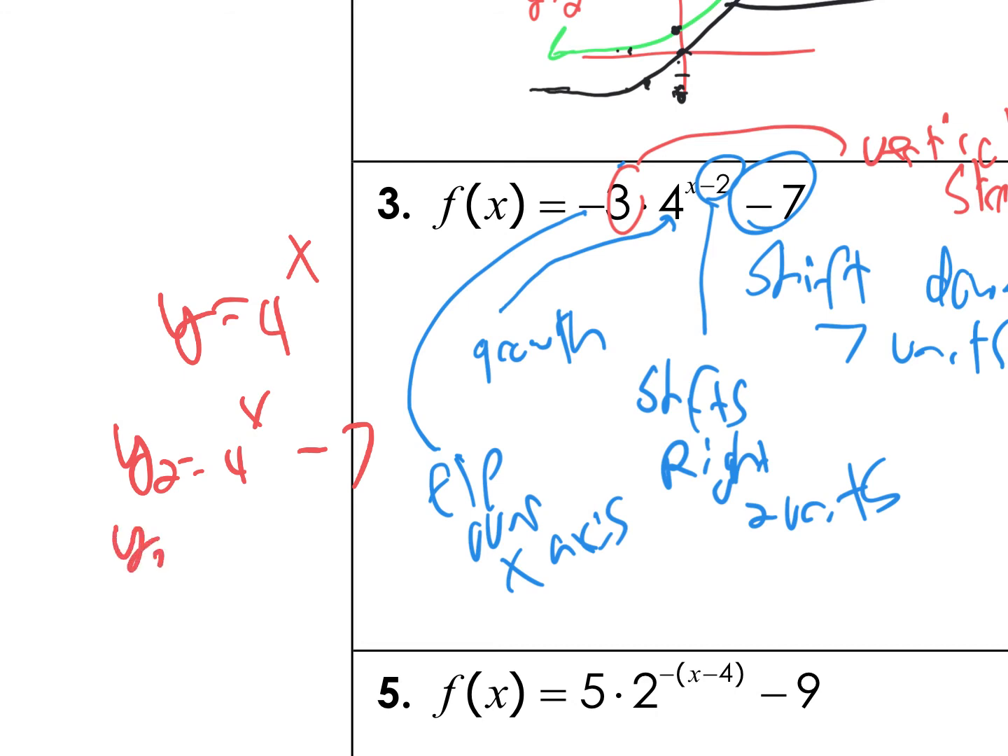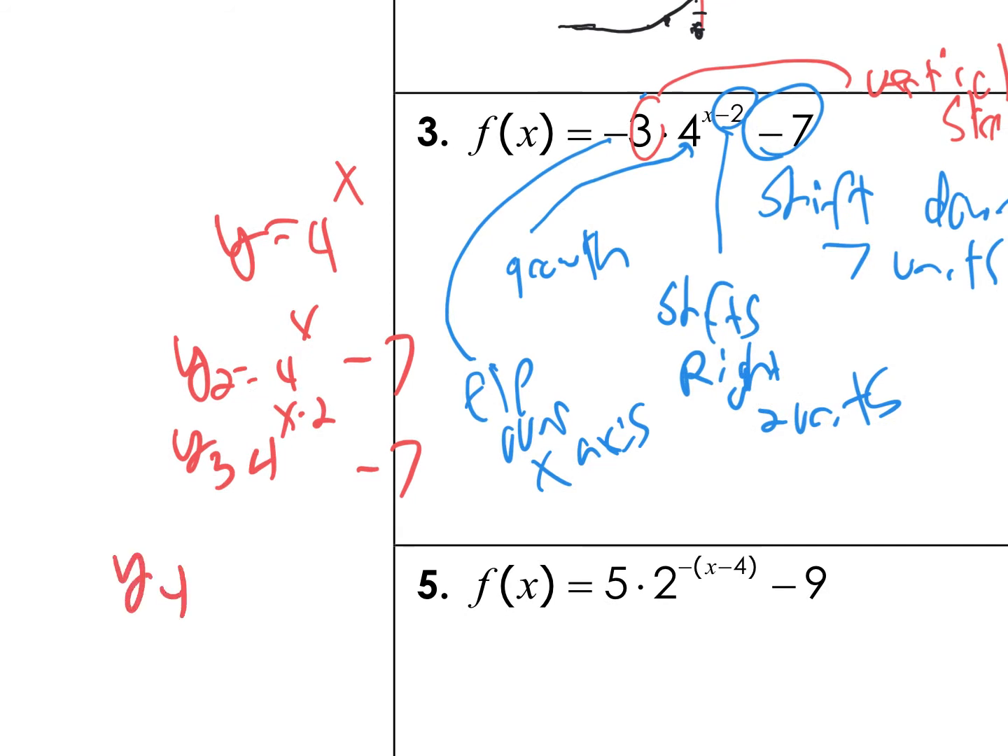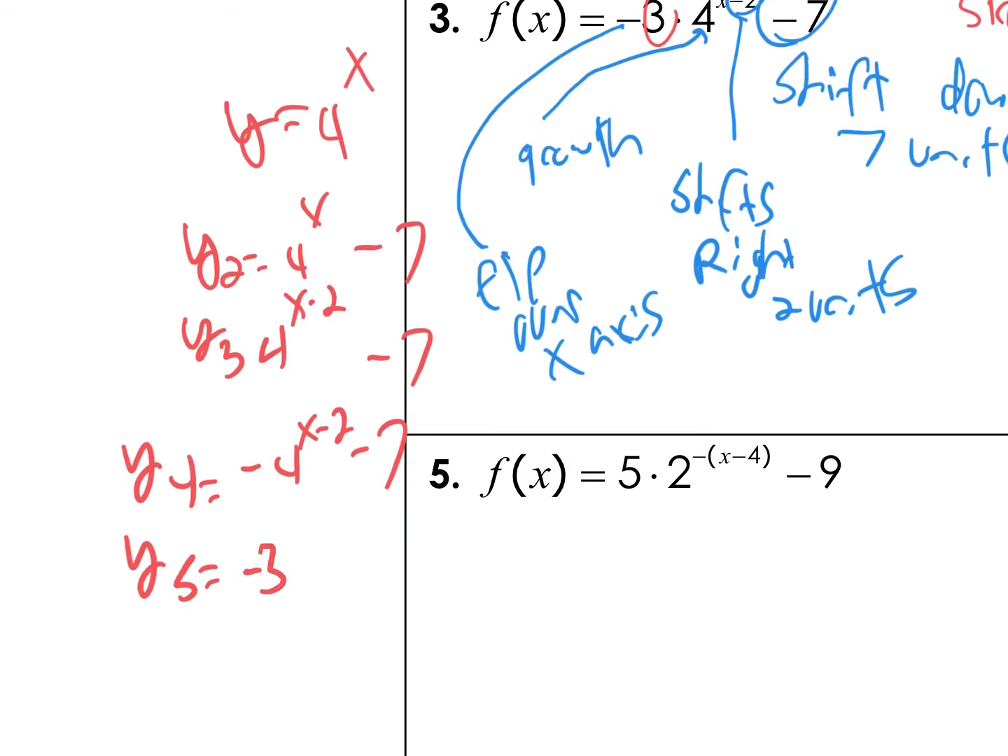And then do y3, 4 to the x minus 2, minus 7, and see if it does go to the right. Then go ahead and do y4, negative 4 to the x minus 2 minus 7, and see if it flips over the x-axis. And then do y5, put a negative 3 times the 4 to the x minus 2 minus 7, and see what happens if we do get a stretch. Maybe I'll do that at the end, just to put all that on there and see all those steps working. That'd be a good one to do, actually.